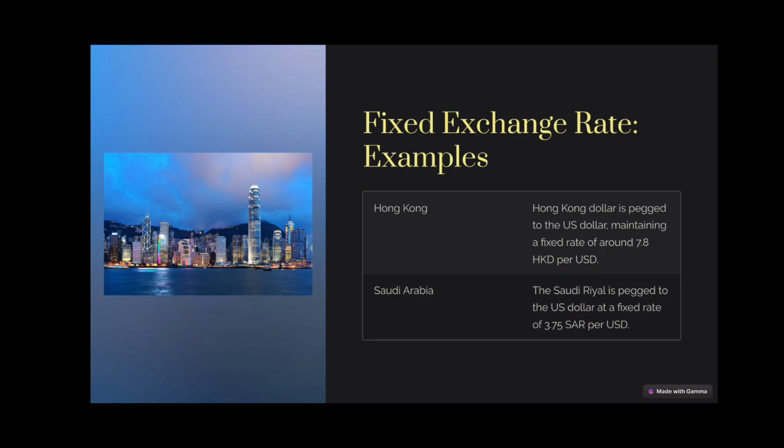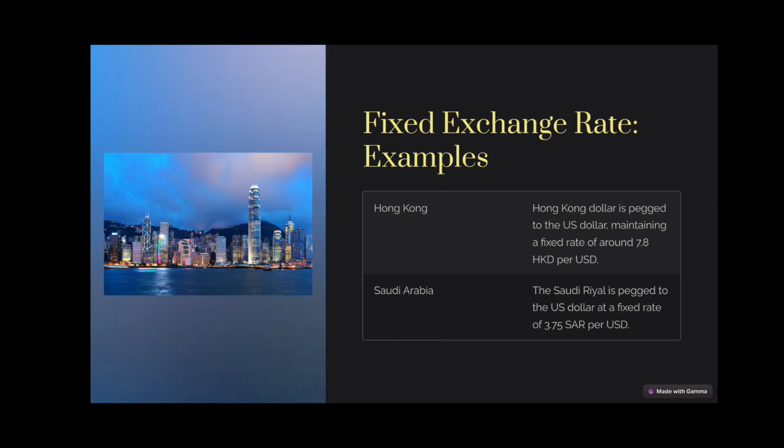Talking about the advantages of fixed exchange rate policies: stability and inflation control. Stability provides stability in international prices, which is beneficial for trade and investments. Inflation control helps keep inflation in check, as it ties the domestic currency to a stable foreign currency. And now about the disadvantages. Loss of monetary policy control limits the central bank's ability to use monetary policy independently to address domestic economic issues.